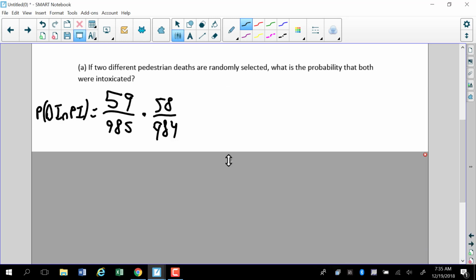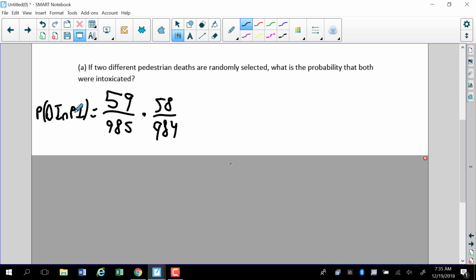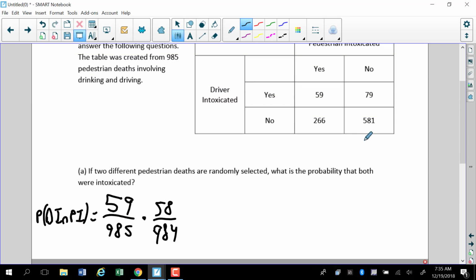So here we go. I put here DI and PI for driver intoxicated, pedestrian intoxicated, and a little and symbol. Sorry, it's messy. But 59 out of 985 times. So really what we're looking at is right here. This one is yes, and this one is yes. If you think about it this way, this is the one where it intersects. That's the 59 out of 985.